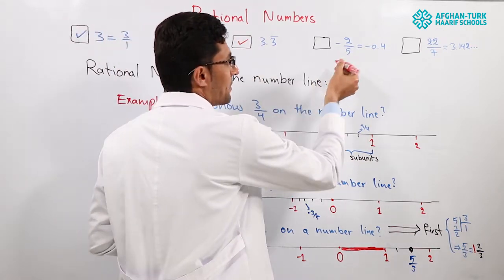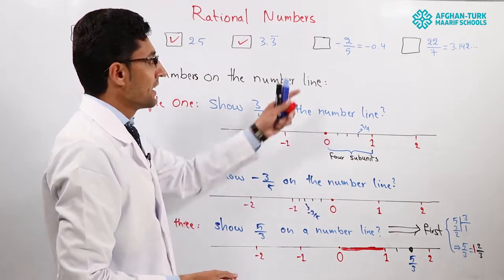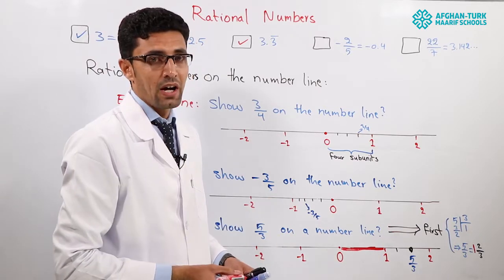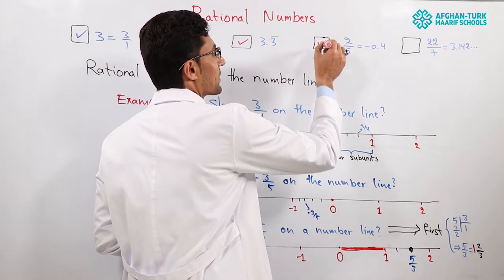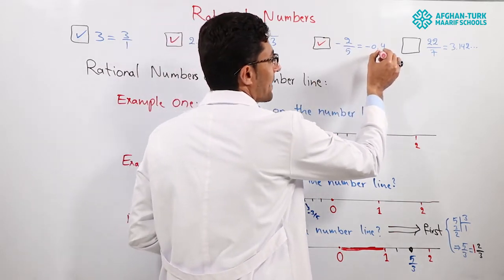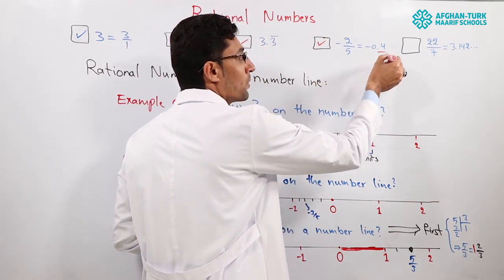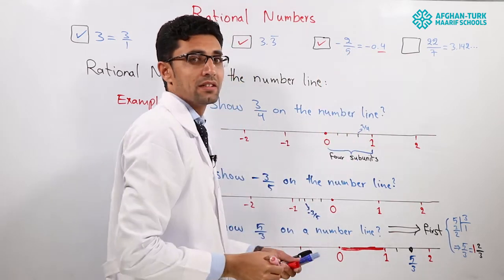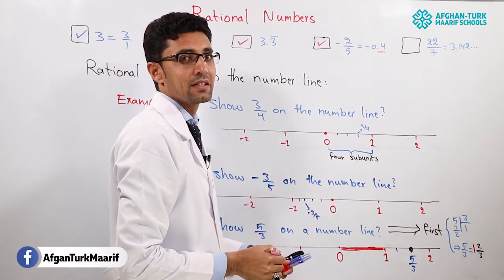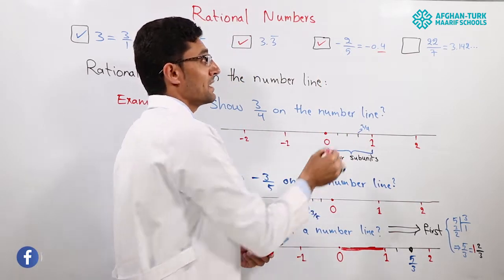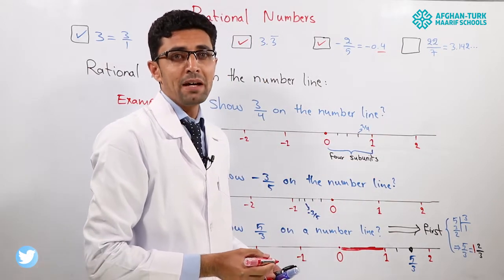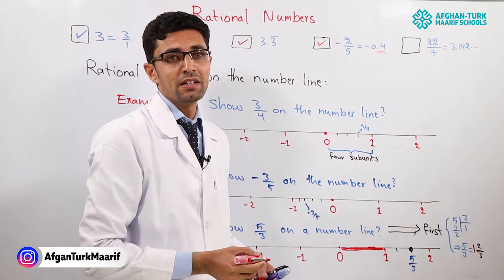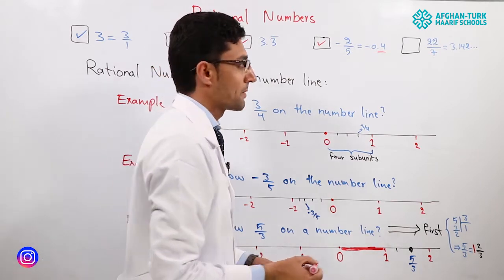Okay, how about a negative number? Is -2 over 5 a rational number? Yes, it is a rational number because after the decimal we have an exact number. It means that after the decimal, the number of digits is defined or clear.